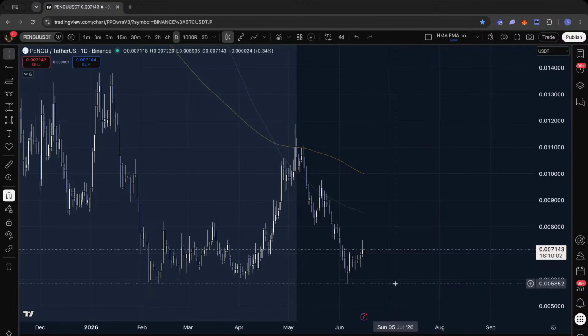Pengu, I don't like it. Lower lows, lower highs, equal lows made here. I'm not liking what I see. Let me check if I have any other requests.